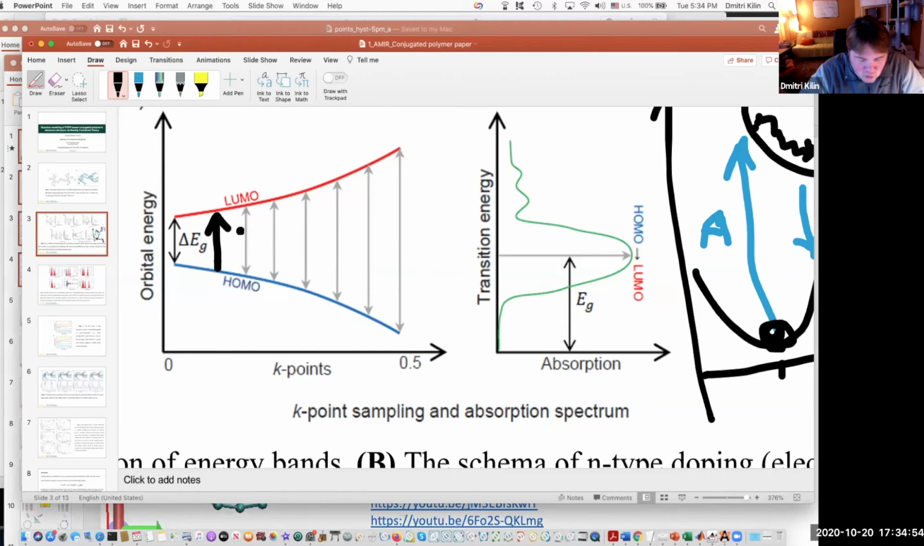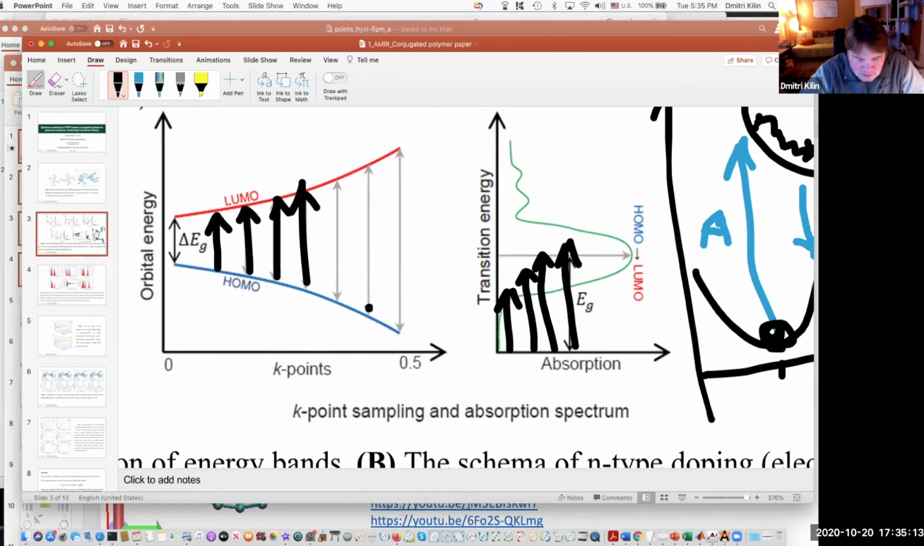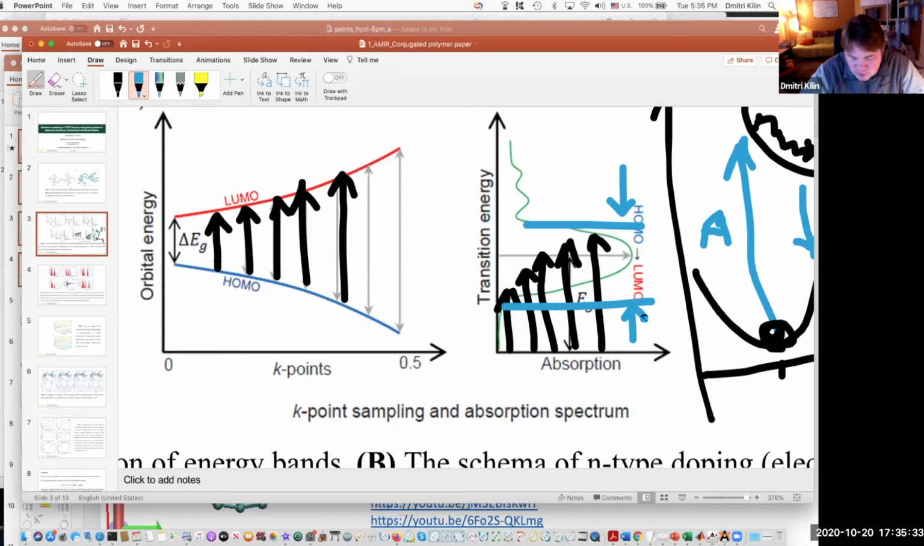Arrow number 1. Arrow number 2. Arrow number 3. Arrow number 4. And so forth. So instead of one transition, we have a collection of individual transitions that provides an increase of the width. So it starts absorbing not at a single wavelength, but in a range.